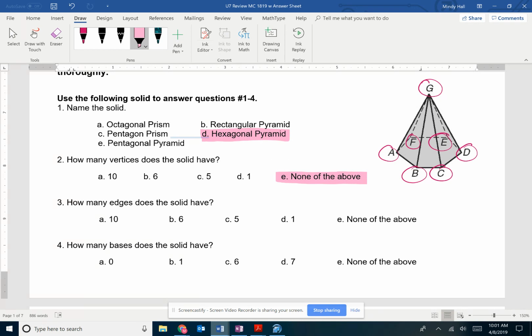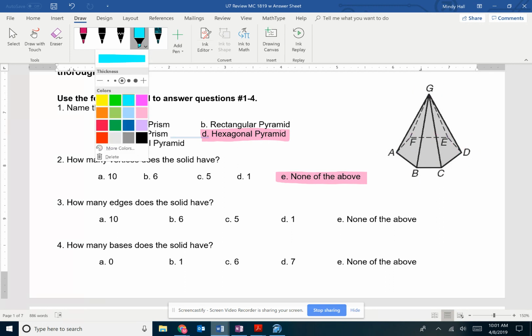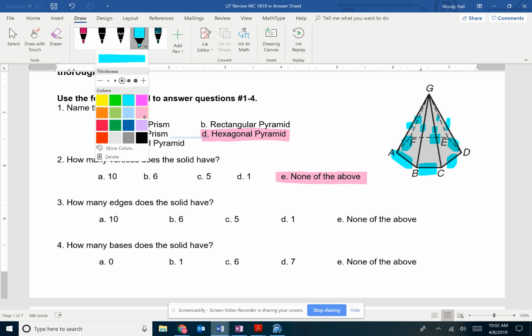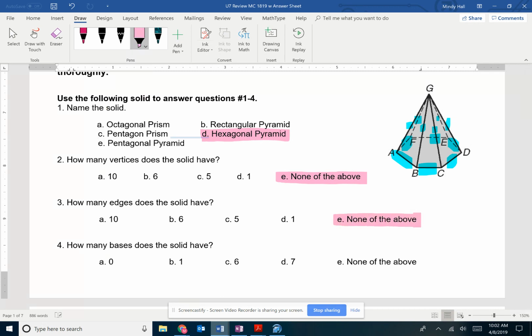Okay, so then for the next one, number 3, we want to know how many edges this thing has. So again, I'll get rid of this extra stuff. Looking at the edges, and we'll make this blue, we have 1, 2, 3, 4, 5, 6, 7, 8, 9, 10, 11, and 12. So we actually have 12 of these edges. So that gives us another none of the above. And none of the above is totally fine. They did that on purpose.